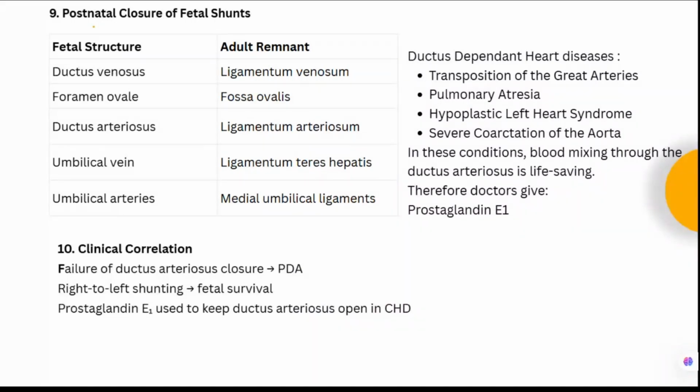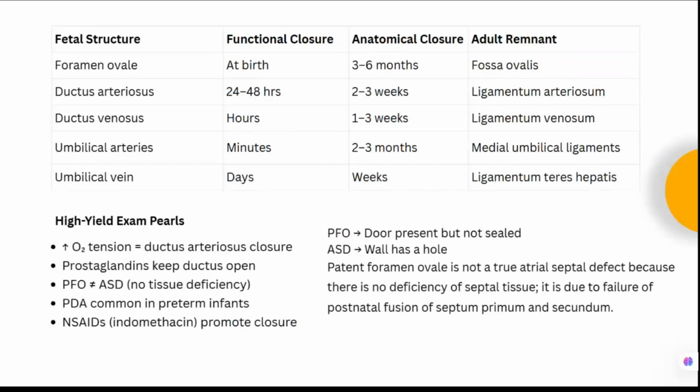Now, failure of the ductus arteriosus closure will lead to the PDA. The right to left shunting is important for the fetal survival in the fetal life, and the prostaglandin E1 is used to keep the ductus arteriosus open in congenital heart disease such as what we have seen: TGA, pulmonary atresia, hypoplastic left heart syndrome, and the severe coarctation of the aorta. Now they are also asking the timing of the closure.